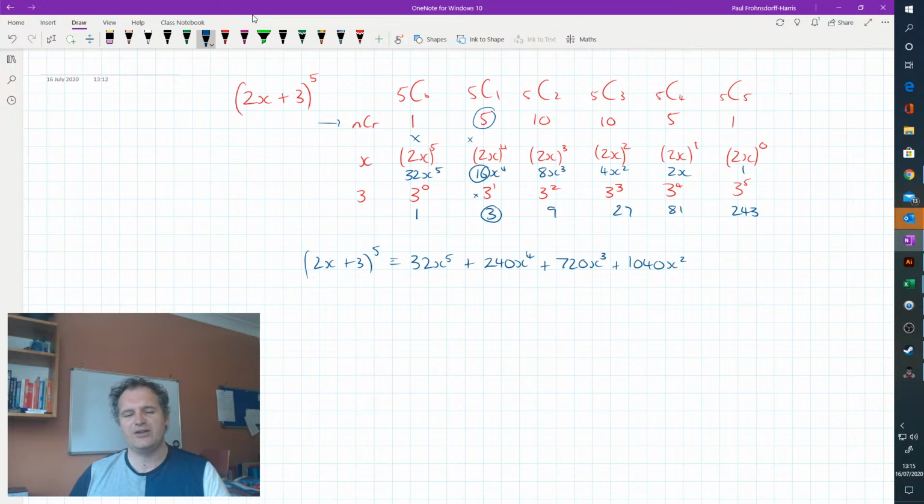x squared. And you can see you would not want to be manually working these out. The binomial expansion allows us to work this out very, very quickly. Then 5 2 is 10 times 81 is 810.